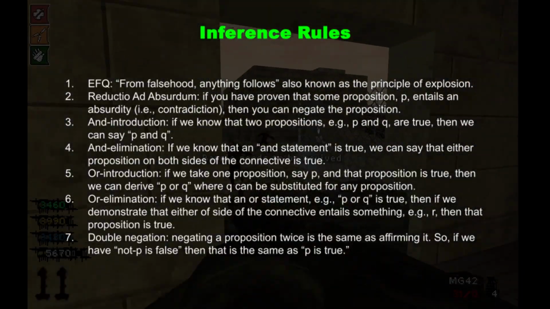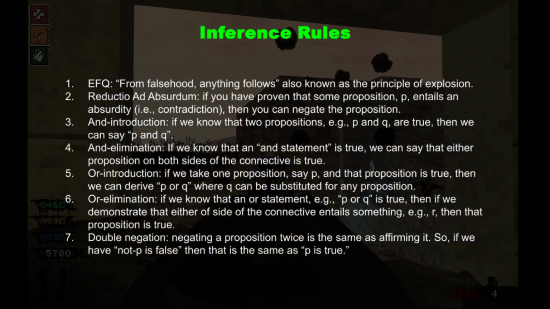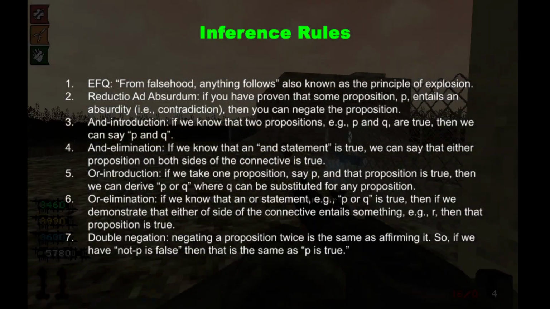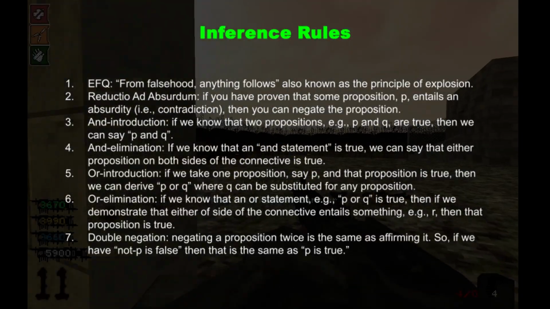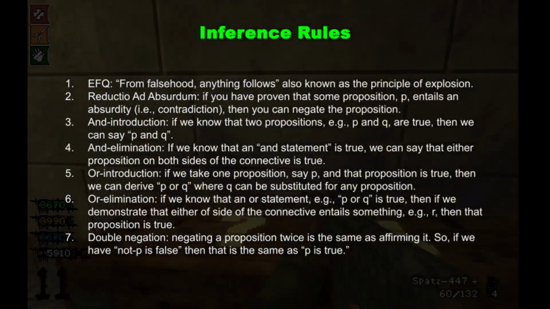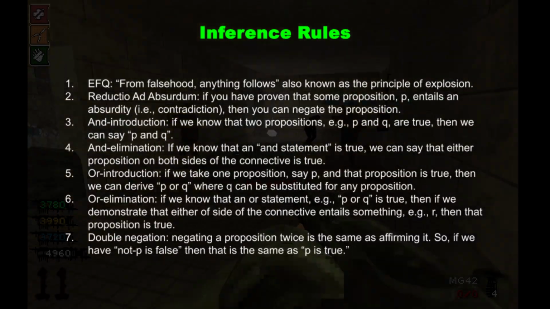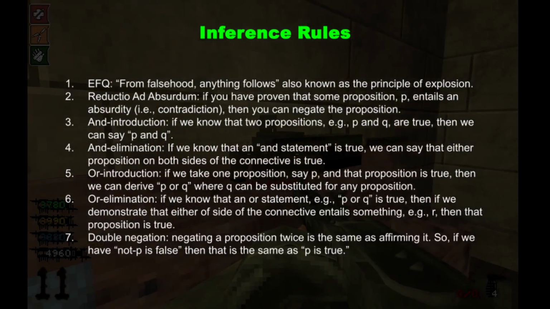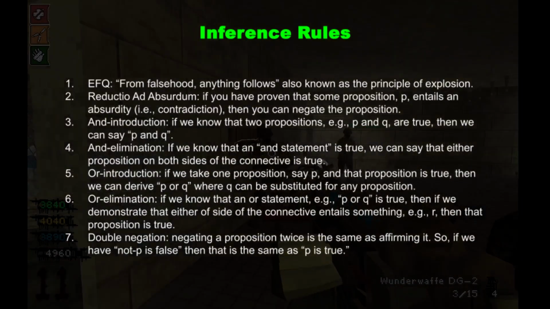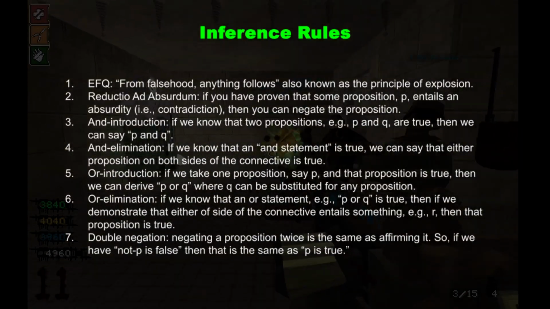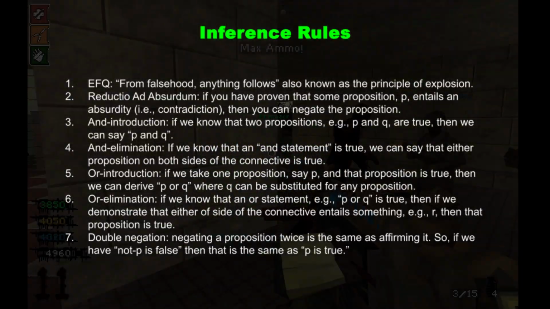Likewise, if you have an and statement, let's say R and Q, you can derive any one of those propositions. So, if you know R and Q is true, you can derive that R is true, and you can derive that Q is true. And this is just because of how an and statement works. Once again, if you have an and statement, it's just going to be that both sides of the connective are true. And if you know that both sides are true, obviously one of them is true, and you can derive either one.